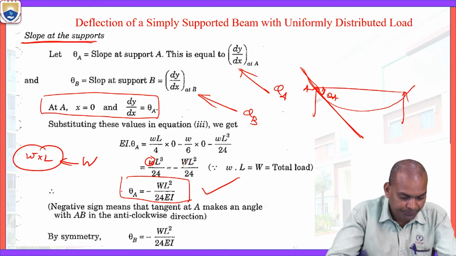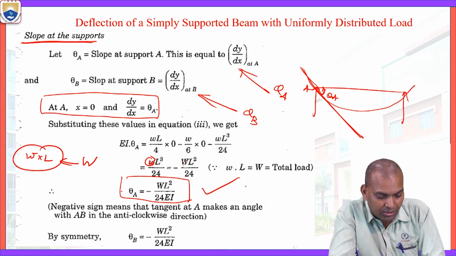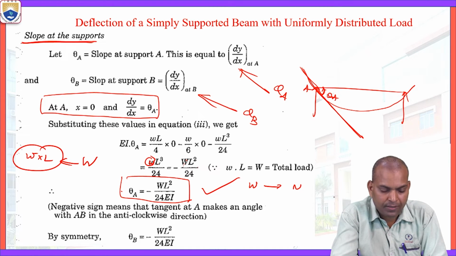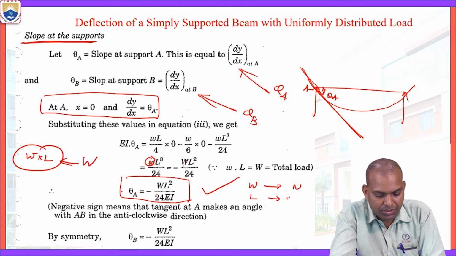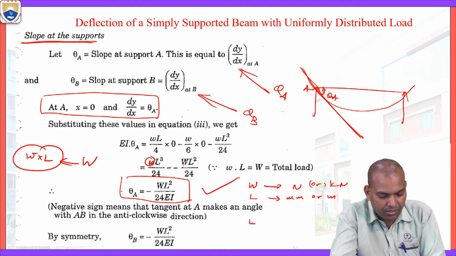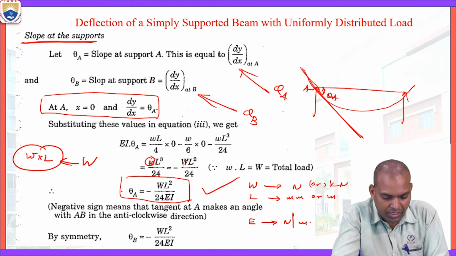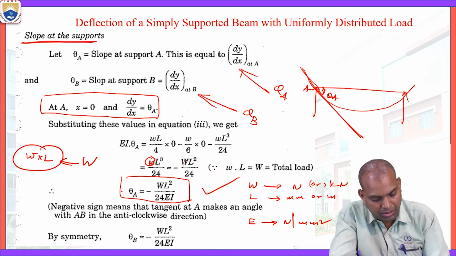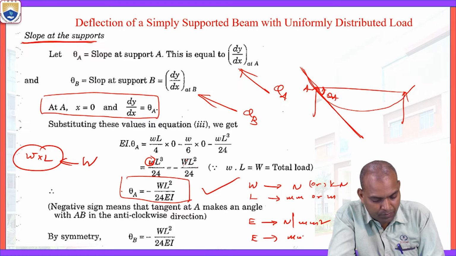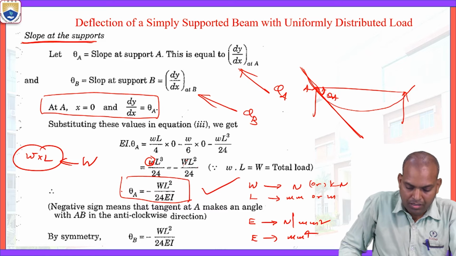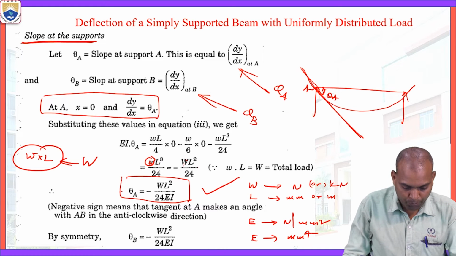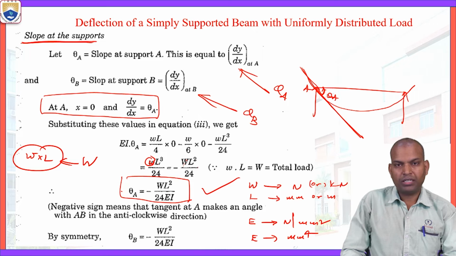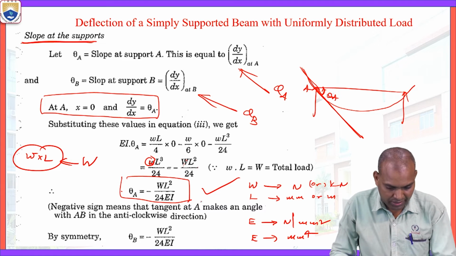Let me again explain what the units are. The unit for W is newtons, L is in millimeters or meters, or newtons or kilonewtons. Here you follow millimeters. E, the modulus of elasticity, is in newton per square millimeter, whereas I is in millimeter to the power 4. Now this is the slope, and the unit of slope is radians.